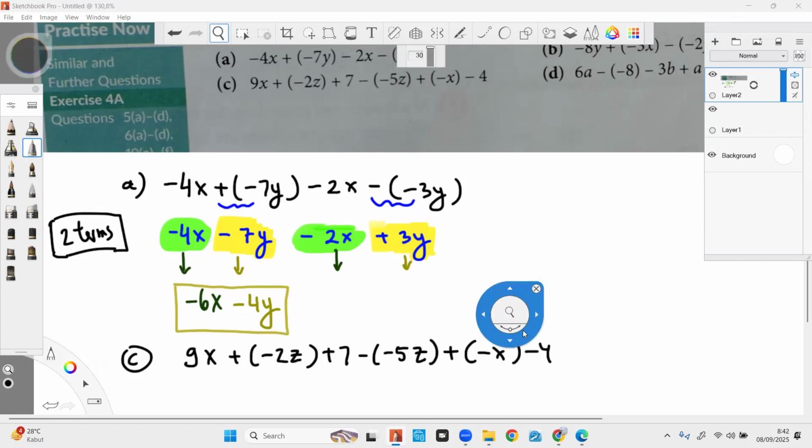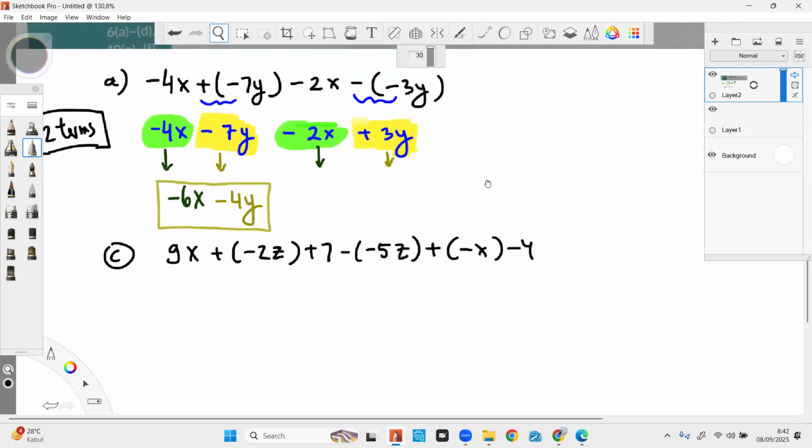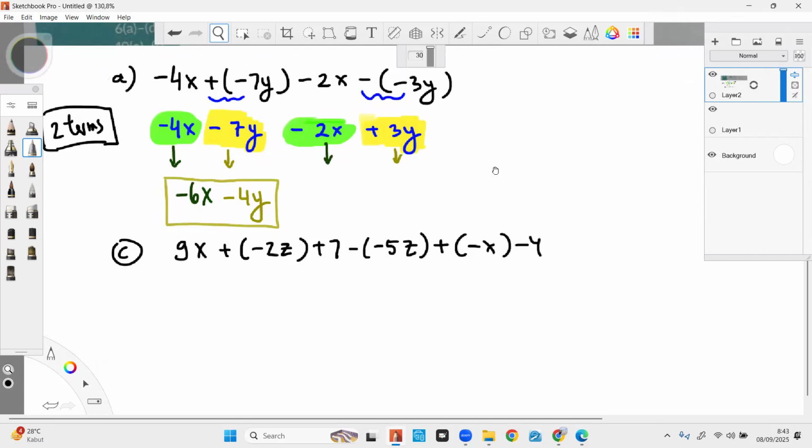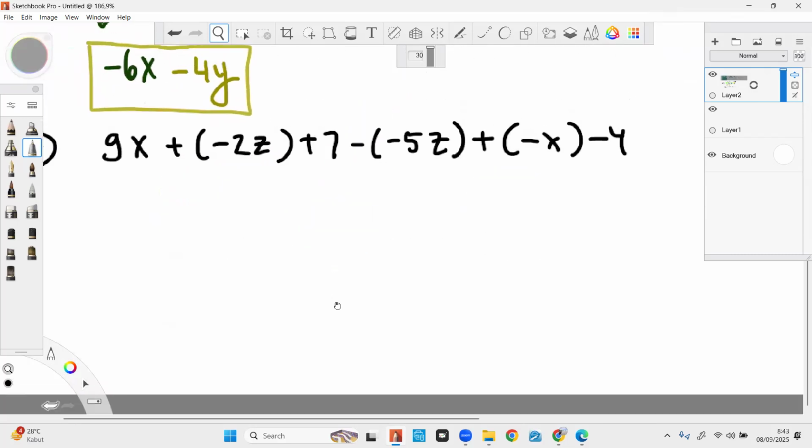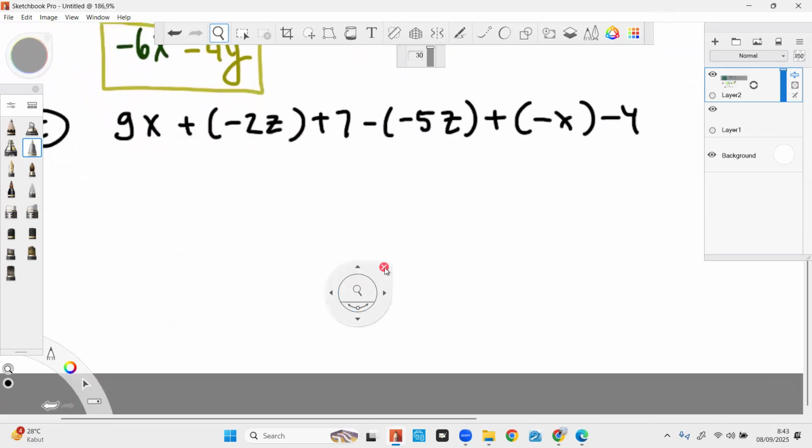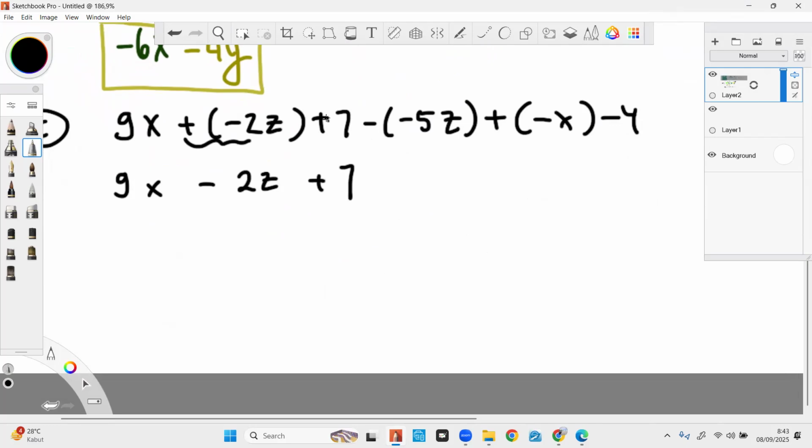Okay. But before we continue, any questions so far? Okay, now pay attention. First thing first, change the double sign first. Longer, but more relaxing. 2z, right? Double sign plus 7. Oh, we have a double sign here. Plus 5z minus x minus 4.